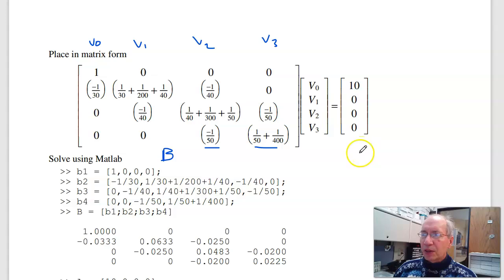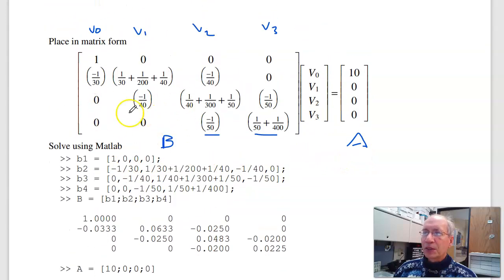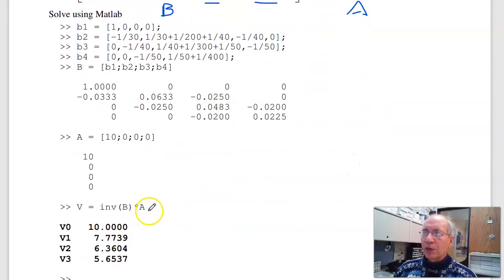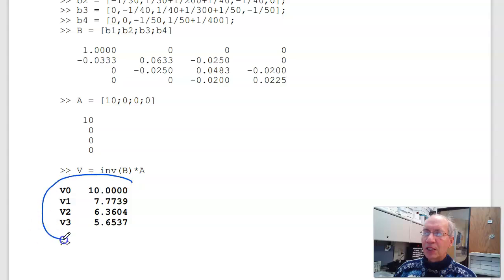Here's my A matrix. The voltage is inverse of B times A. So inputting B, here I did it as 4 different rows, stack them all together. When you're done, that's B. A is just 10, 0, 0, 0, 0. The voltage is inverse of B times A. There's your answer.